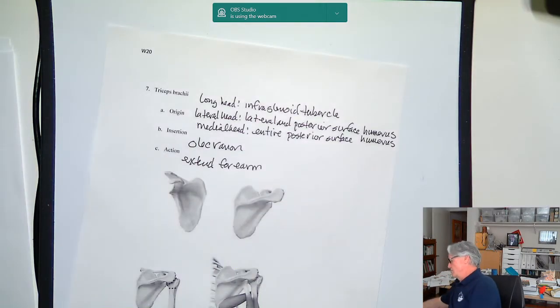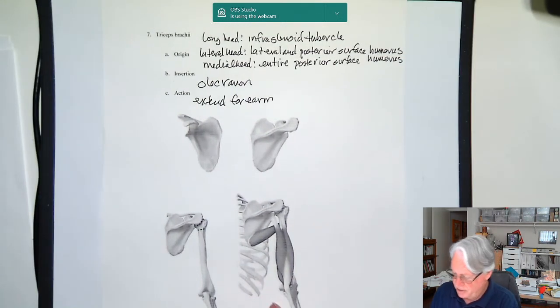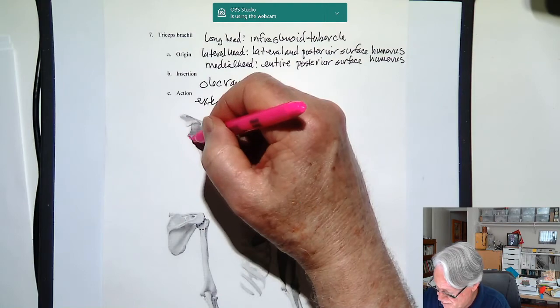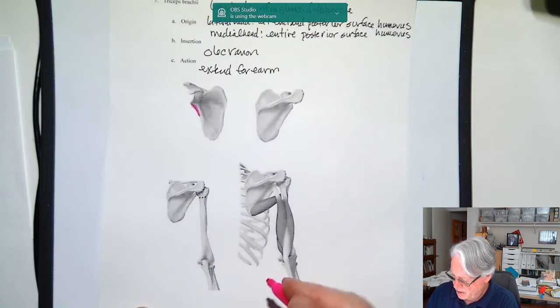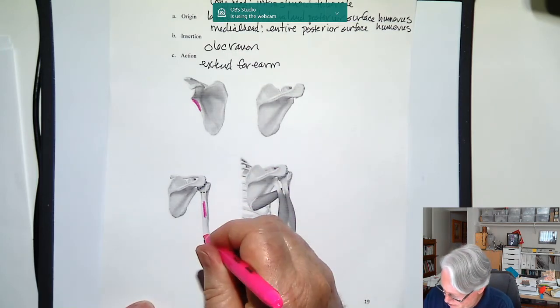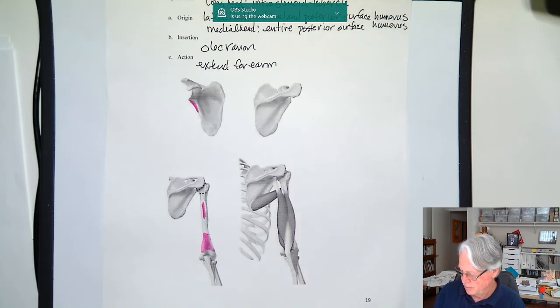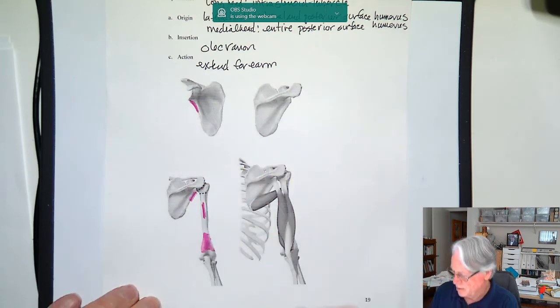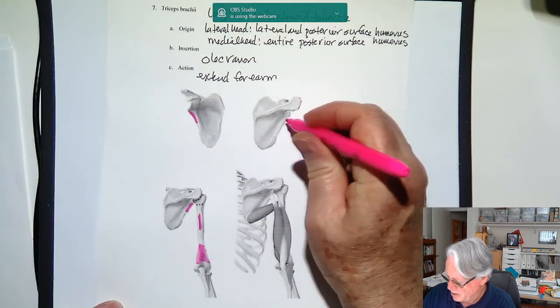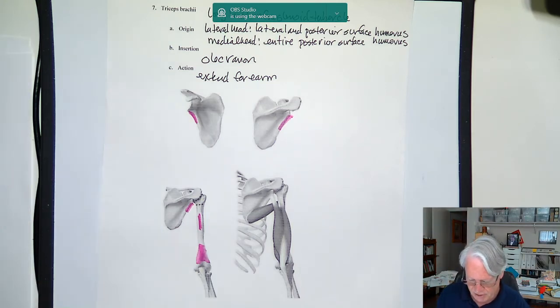So let's go ahead and red here. Red here. And red here. And red here. And red here. All right, we can name those as soon as I find my pen.